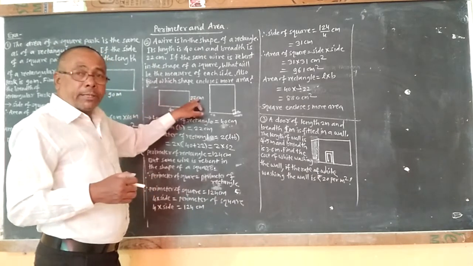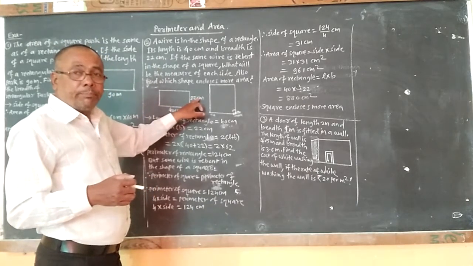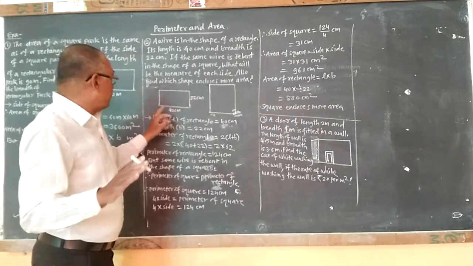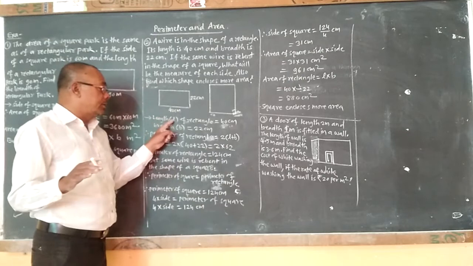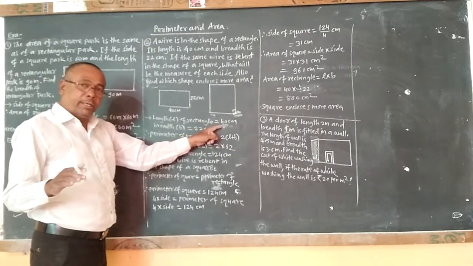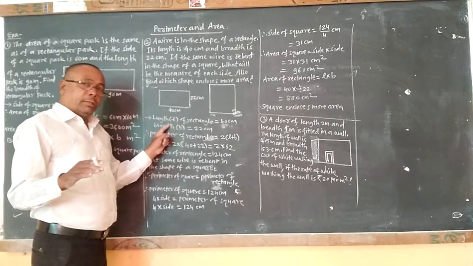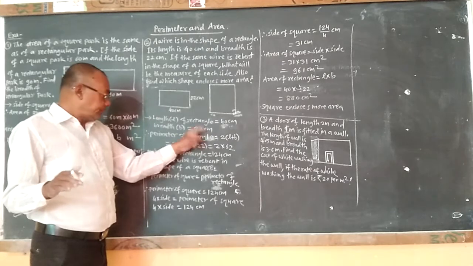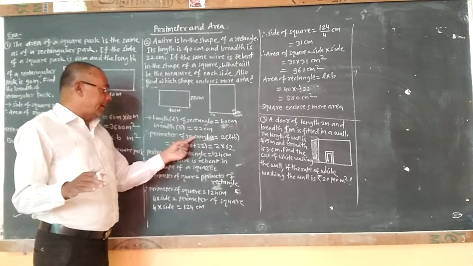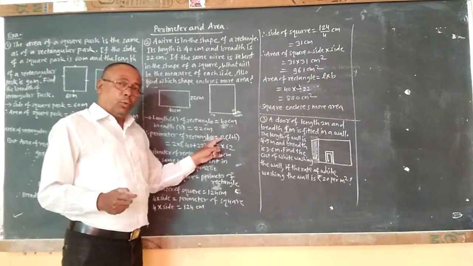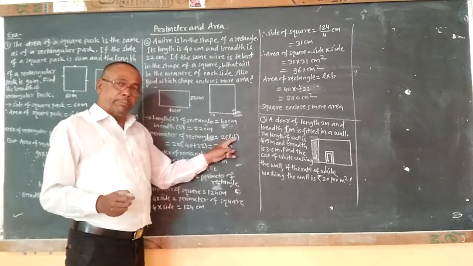Here the length and breadth of the rectangular shape are given. So we will first find the perimeter of the rectangle. Length of rectangle is equal to 40 centimeter. Breadth B is equal to 22 centimeter. Perimeter of a rectangle is equal to 2 into (L plus B).